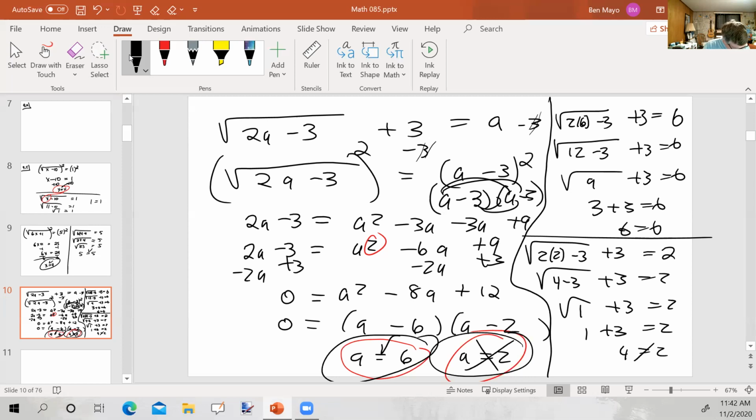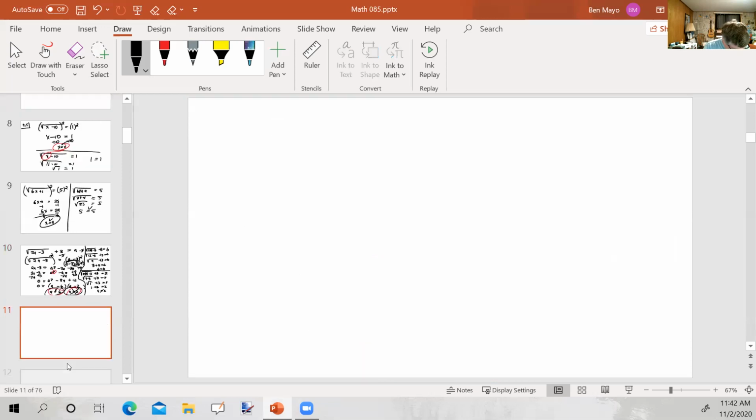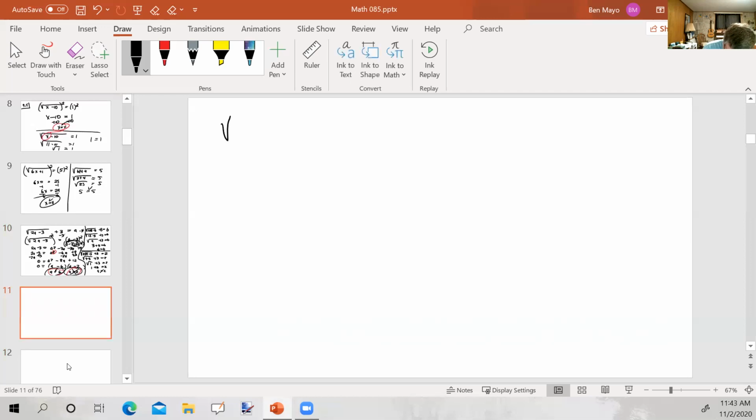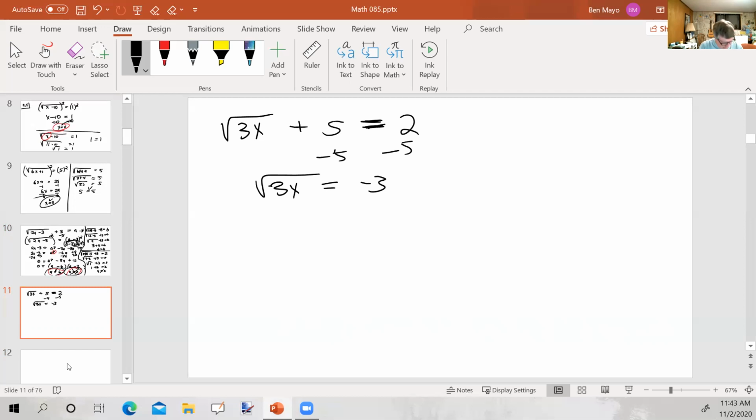All righty. Let's take a look at this problem. The square root of 3x plus 5 equals 2. Okay. So once again, I want to isolate the radical term. So I'll subtract 5 from both sides. The square root of 3x equals -3. Now, squaring both sides, I get 3x equals 9. Dividing by 3, I get x equals 3.